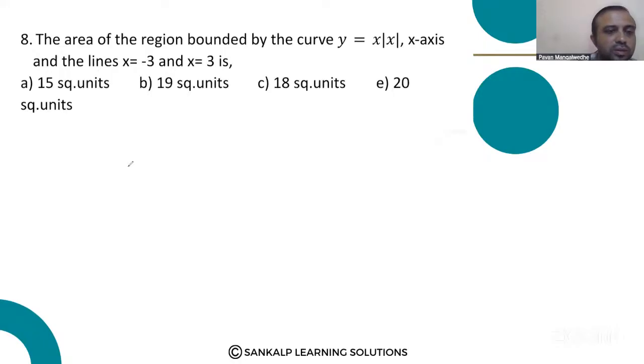The next question is, the area of the region bounded by the curve y equals x mod x, the x-axis, and the lines x equals minus 3 and x equals plus 3. What is the area of the bounded region? Just try to calculate this. 10 seconds for you.